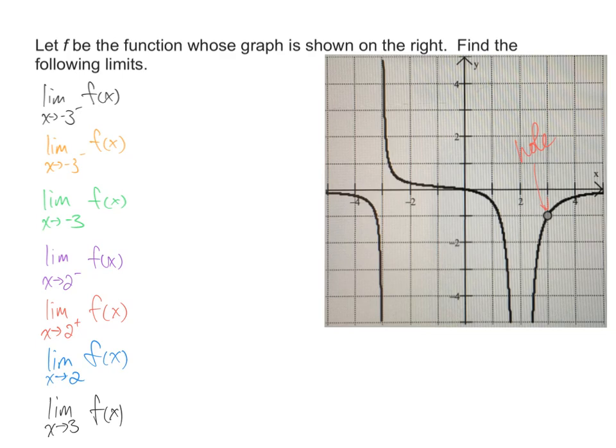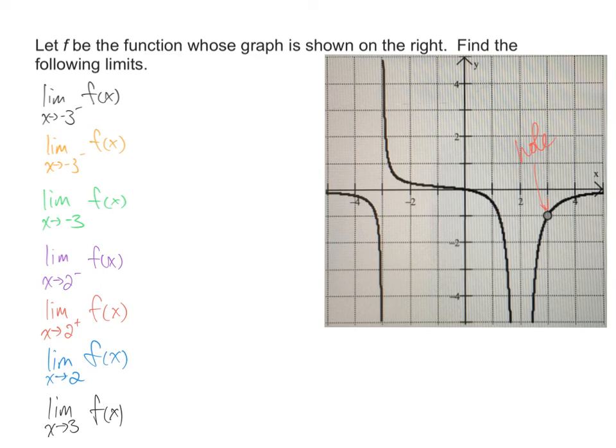Let f be the function whose graph is shown on the right. Find the following limits. The first limit here, the limit as x approaches -3 from the left of f of x. I'm going to use black ink over here on the graph to show what's going on with that.